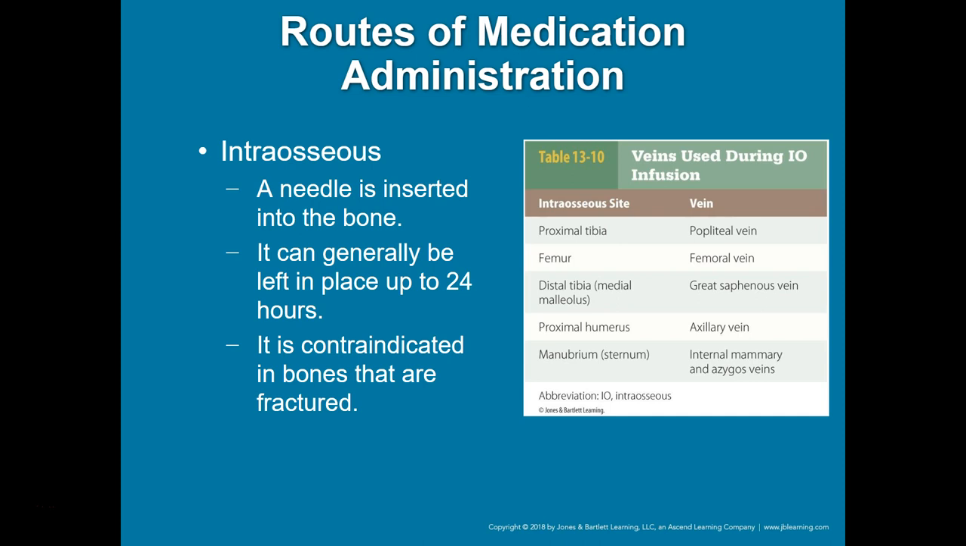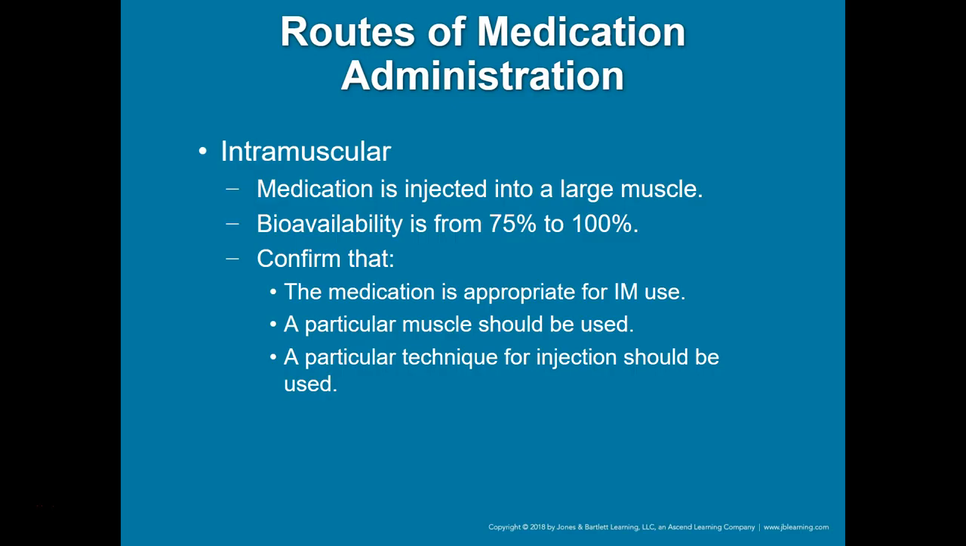There are lots of different places you can give it. Proximal tibia is generally the most popular, but you can do distal femur, even distal tibia. Humerus is pretty popular. The sternum, a lot of military protocols call for sternum IO. It looks pretty aggressive whenever you're doing it, but it's very effective and it really doesn't cause that much pain to a patient, from what I've been told. Never had one done on myself.